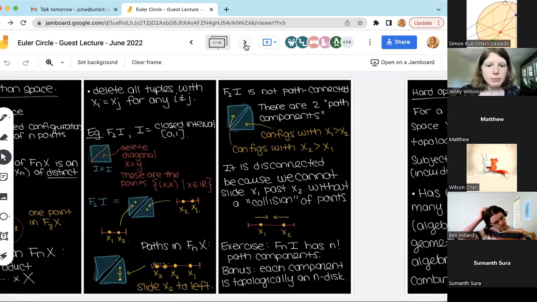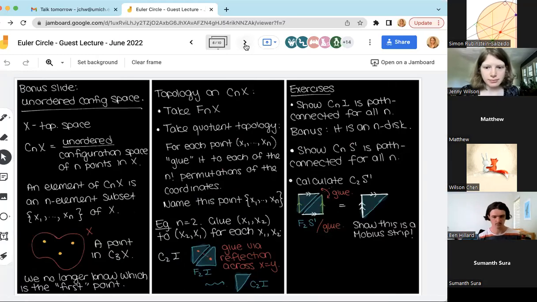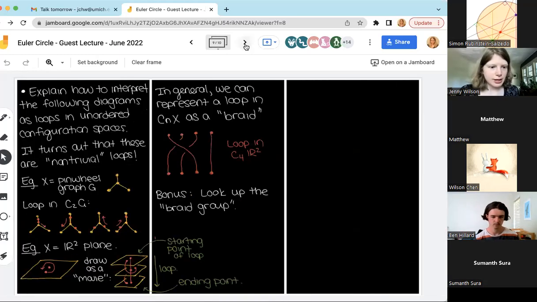So let me move forward to slide 9. I tried to draw some pictures. These are actually the unordered configuration space. These slides just keep going and going. There was a lot of content. So here's an example of a graph.